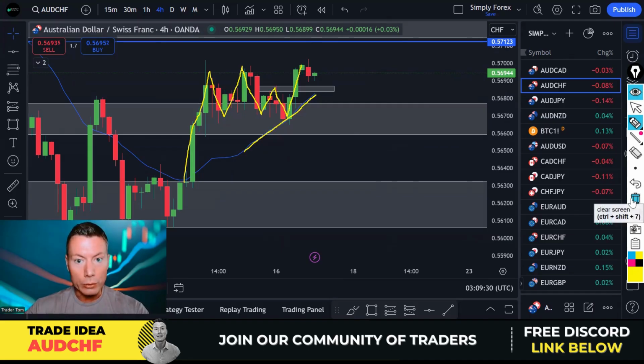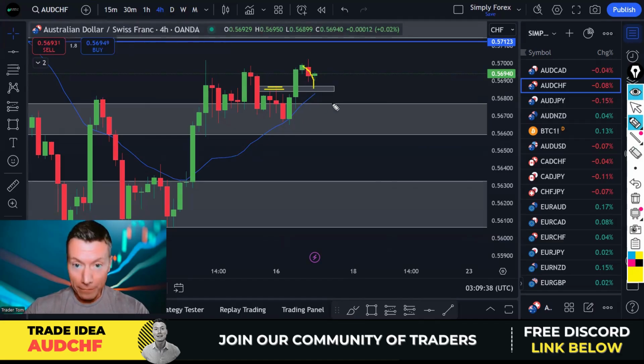And then all I'm looking to do is find a level that makes sense. What was once resistance, when price comes back into this level, or if price comes back into this level, becomes very good support. We've also got the moving average 20 coming through. So this area right here will be a really nice area to buy Aussie dollar Swiss franc. So there's the first Swiss franc pair we're looking at.